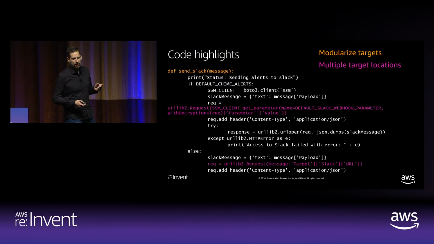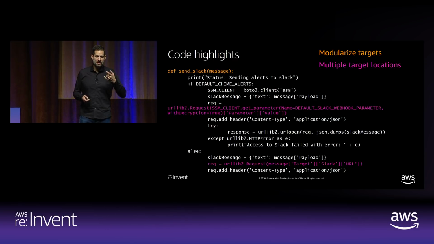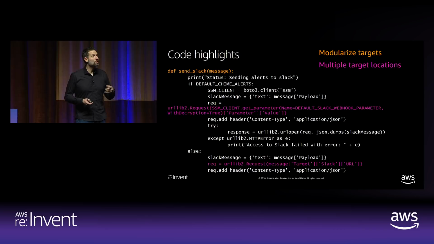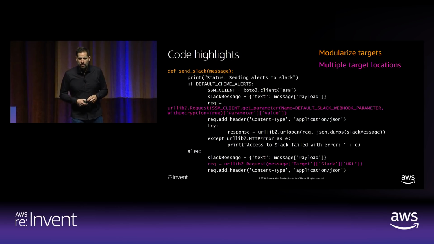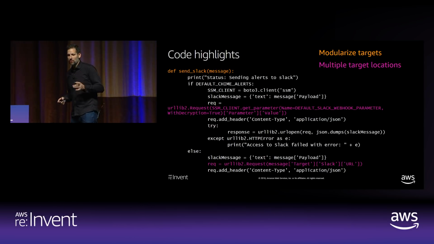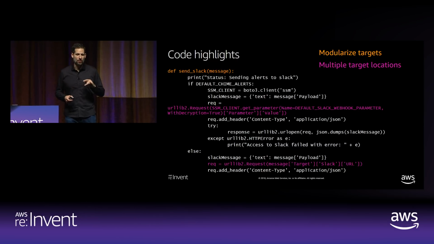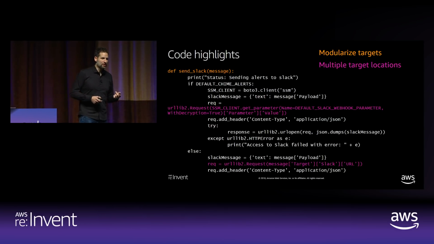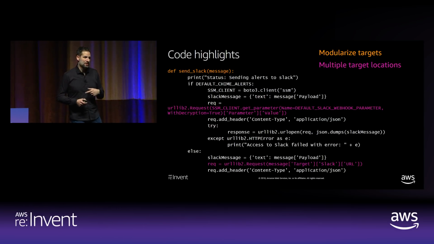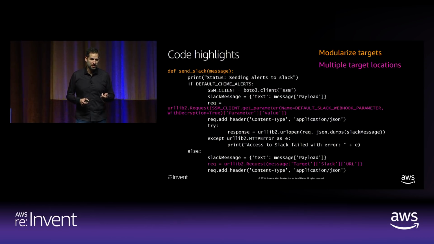Also, like I said, modularized targets. In this case, this is the actual target module for Slack. If you want to add another one, you just add another target module. Don't mix it into the same place. Keep it isolated. The second thing I want to make sure you understand is the multiple target locations. Depending on what type of message it is, or depending on if you have the parameter in there, you might send it to different locations. In this case, the first one is if you're using the default one, and the second one is if you added a URL that you want to send it to.